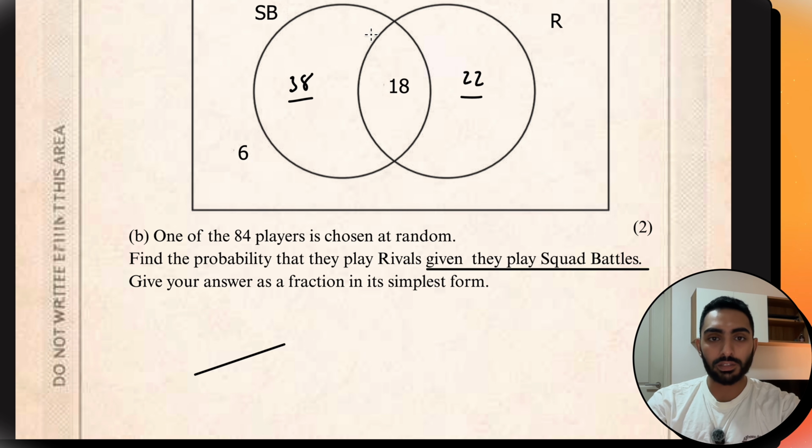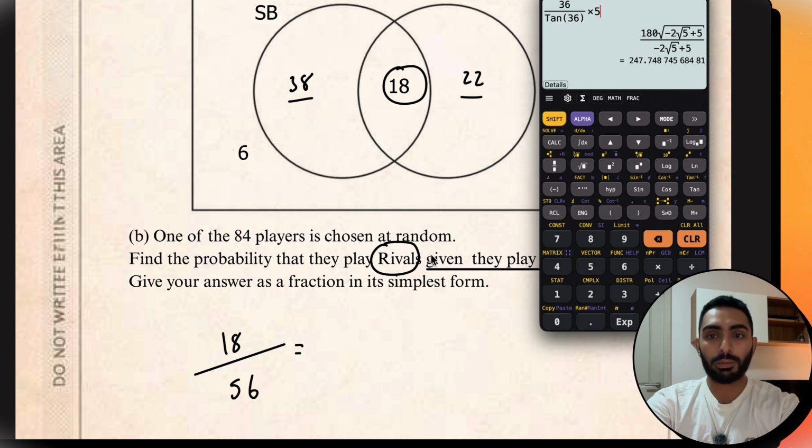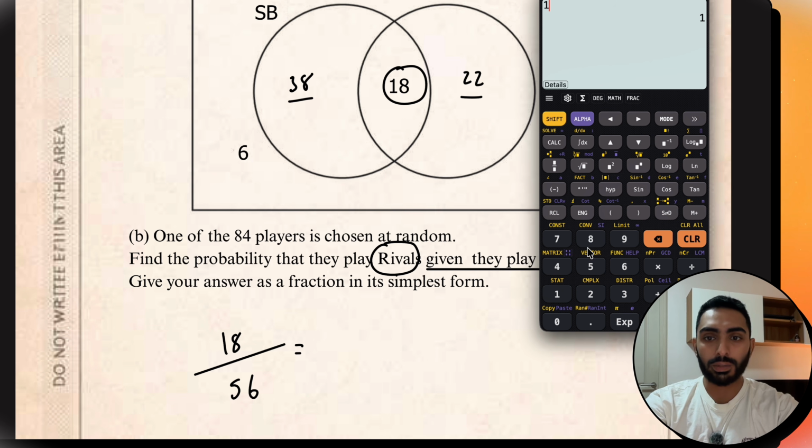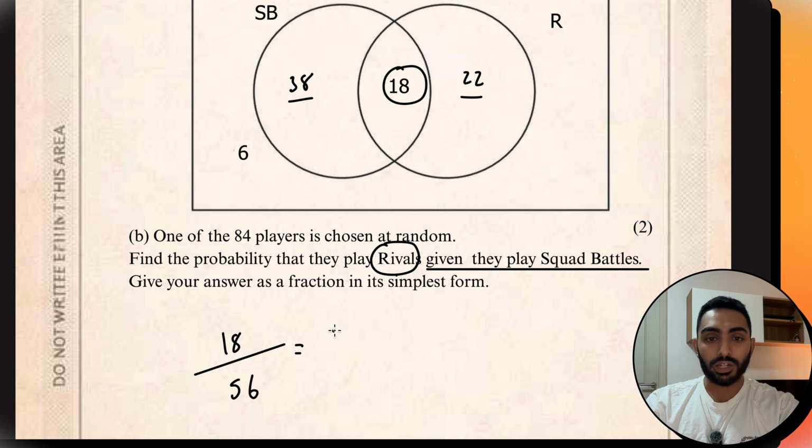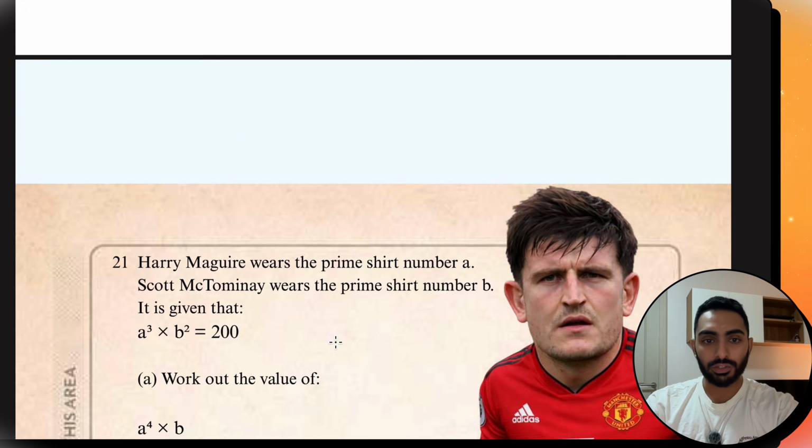Given they play squad battles means I'm looking at everyone that played squad battles. 38 plus 18 would be 48, 56. That's my denominator. And the people that played rivals from these 56 people are those 18. It'd be 18 over 56. Quick way you can simplify it, you can just type it into your calculator and then it'll automatically simplify it for you. 18 over 56, which would be 9 over 28. You can't really do much with it. You just divide them both by 2. That's just, if you have a calculator, you can just use it.